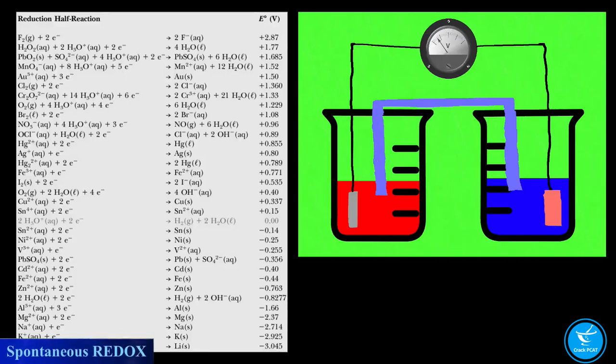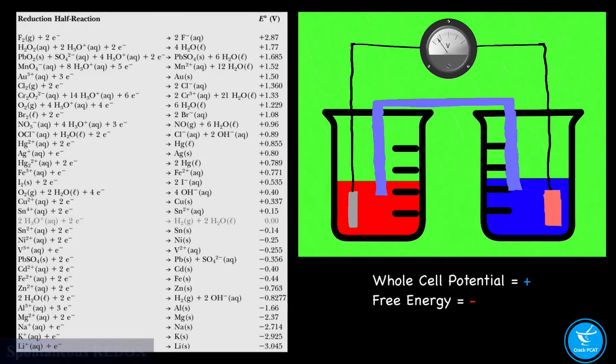If the potential of a whole cell is positive, then the free energy change is going to be negative. This would mean that the redox reaction is spontaneous. The voltaic cell would operate spontaneously with electrons provided to the external circuit at the half cell where oxidation is taking place. Now, if the potential is negative, the free energy is going to be positive, which means that this reaction would not move forward spontaneously.